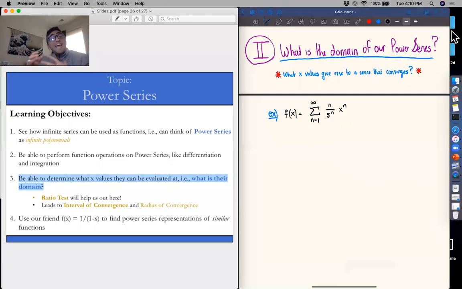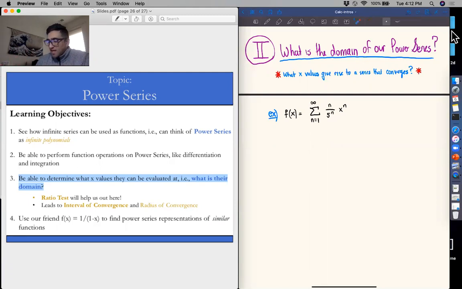All right, everybody. So the next question we're really interested in for power series is, well, what is the domain of said power series? So remember, we're thinking of power series as functions. And for functions, we like to know, well, if I give you an x value, you're going to give me back some output in return. And for functions or power series, we're thinking about that same question. What x values are we allowed to evaluate that power series at?